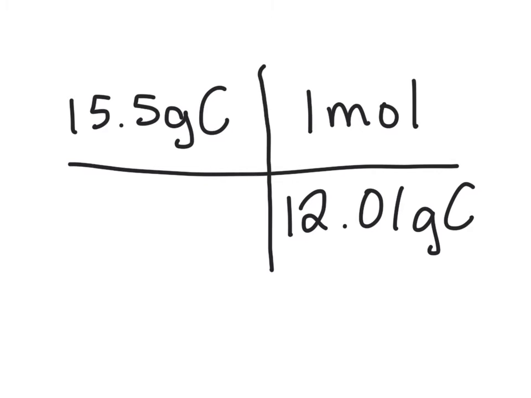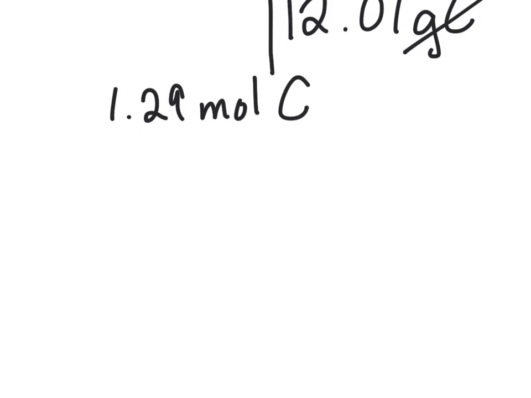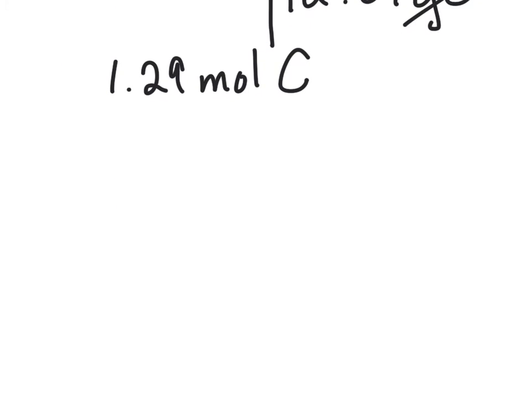Now, you're going to divide 15.5 by 12.01, so you can cancel out grams carbon, and the answer you're going to get is 1.29 mole carbon, or 1.29 moles are in 15.5 grams of carbon. Now, if you're trying to find out how many atoms are in 15.5 grams of carbon, you're going to take that previous answer and multiply it by Avogadro's number.